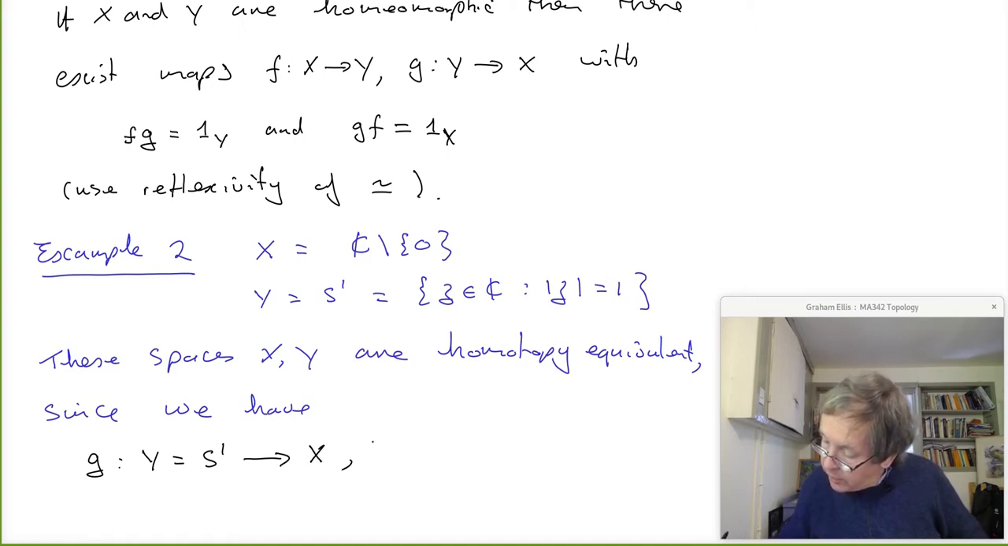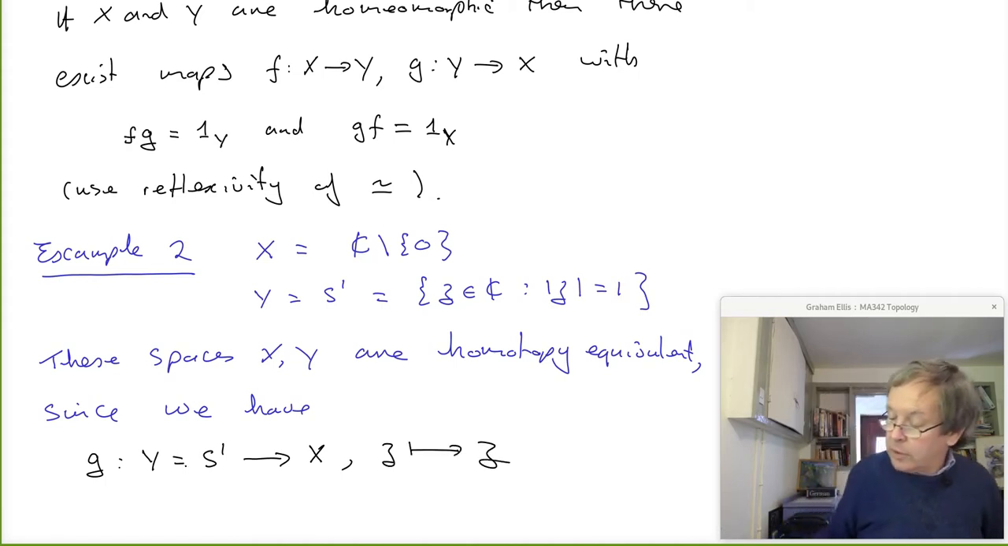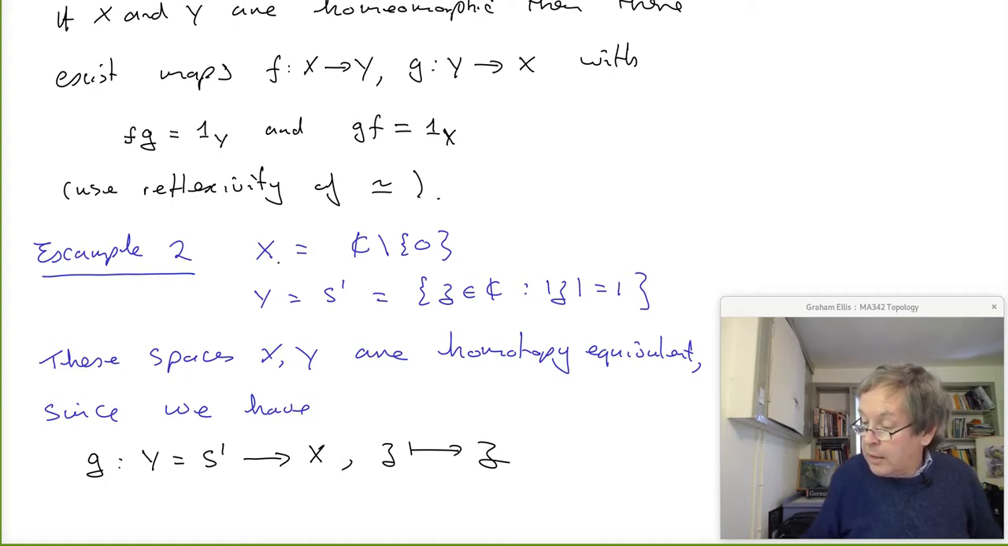So we can just send a number z to z. Yep, that's an inclusion. Any number z on the circle is also a number z in the set of non-zero complex numbers. So g is just the function. It's not the identity. It's the function which includes the circle into the non-zero complex numbers.